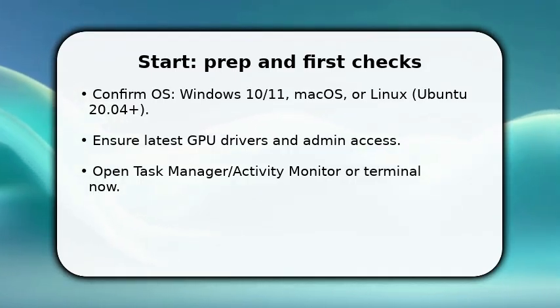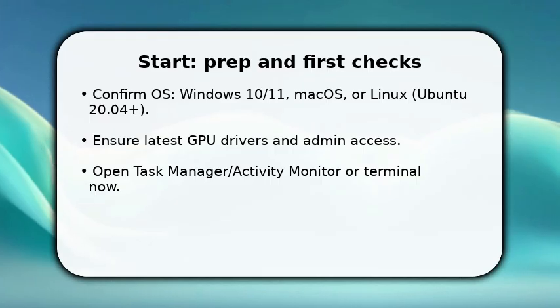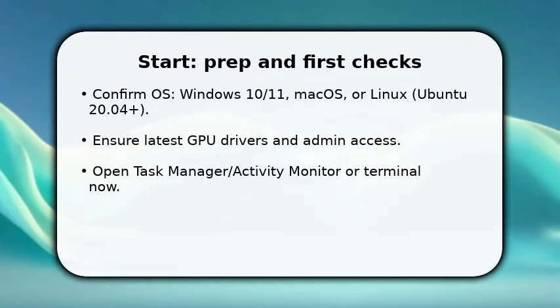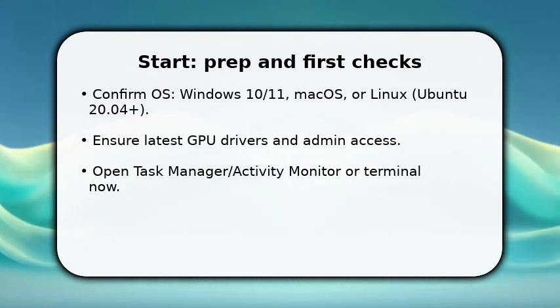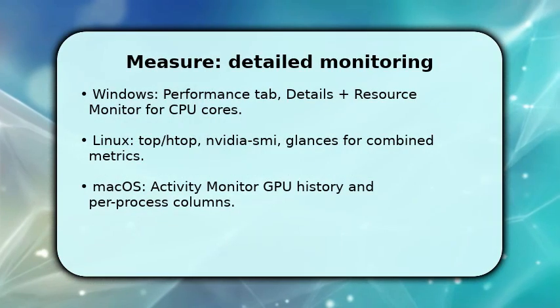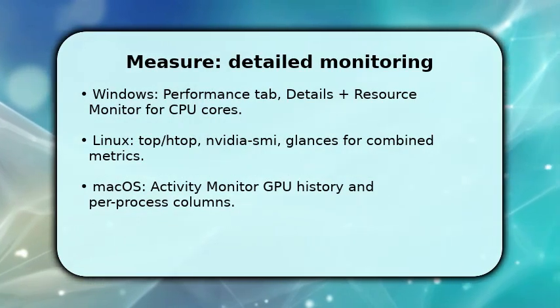Next, enable the Performance tab or install a lightweight tool like GPU-Z or htop if missing, because seeing real-time numbers is essential to know whether usage spikes are normal or problematic. Now you will gather detailed metrics so you can diagnose behavior.